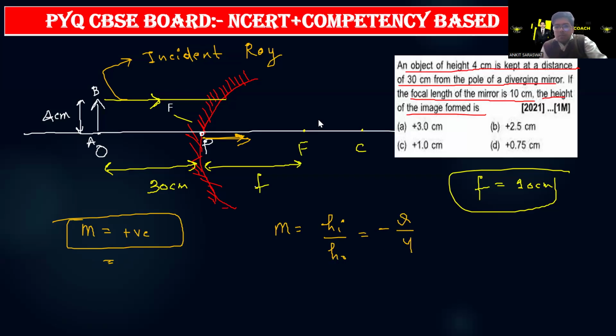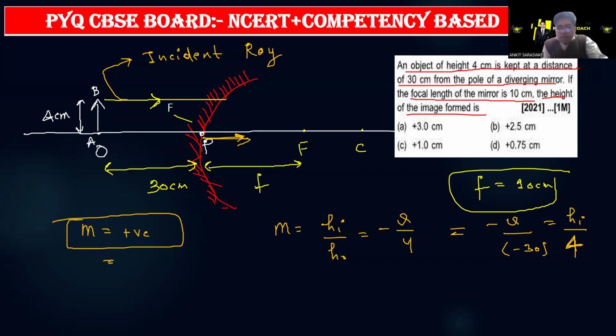Now the height of the object is given. The height of the image we have to find. Minus v by u. U is minus 30. And this is equal to hi, which we need to calculate. Ho is above the principal axis, so it is 4. Clear? And remember one thing: the magnification in case of a convex mirror is positive, but it is not more than 1. The image size is always less than the object size in case of a convex mirror. Clear? That's why you can capture an entire big building in a small convex mirror.